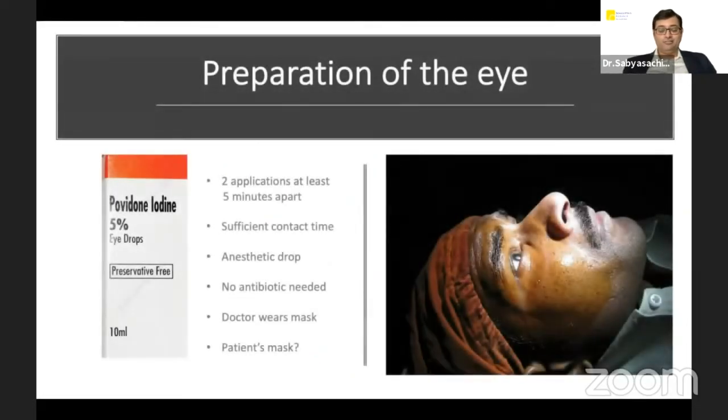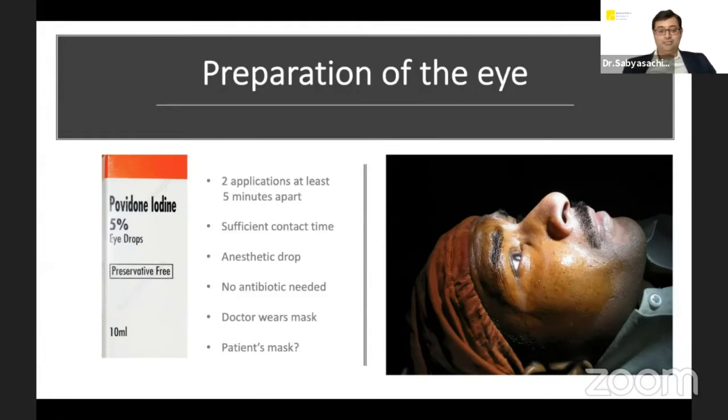Povidone iodine is really the cornerstone of preparing the eye, and there is umpteen evidence that this reduces risk of infections, not only in intravitreal procedures but in all intraocular surgeries. So 2 applications at least 5 minutes apart, and there needs to be sufficient contact time. We can't really instill the drop and immediately take the patient into the OR, so a contact time of about 8 to 10 minutes is recommended. Then anesthetic drops at the same time when the patient is being prepared. Again, no antibiotics are needed at this time because povidone is doing the job for us.